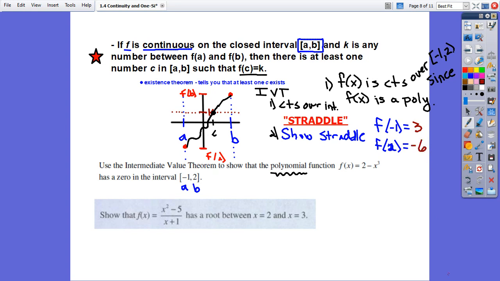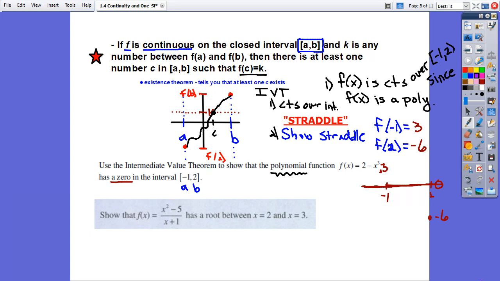So the question is, do I straddle whatever value they're asking about? And they're asking us if there's a zero. In other words, does f of x equal 0 at some point? My road is 0, and I have a value of 3 to start, so my dot's way up here. At -1, I get a value of 3, and then at 2, I get a value of -6, which is down here. And 0 is my road. So the question is, does the chicken cross the road? And the answer is yes.